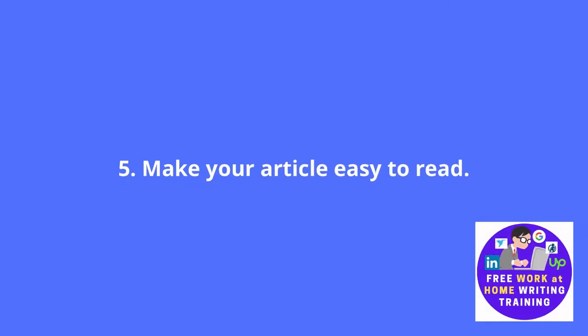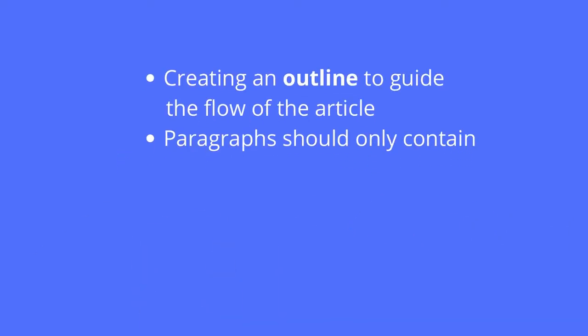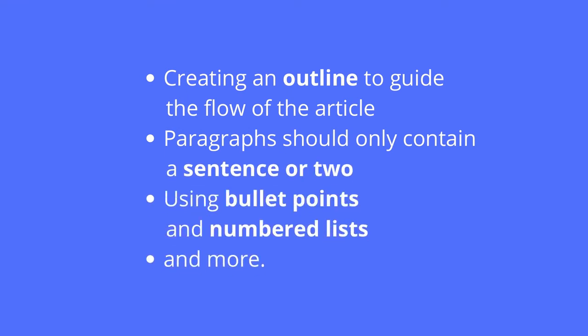Number 5. Make your articles easy to read. I have discussed this in a previous video, why scannability is important. I have talked about creating an outline to guide the flow of the article. Paragraphs should only contain a sentence or two, using bullet points and numbered lists, and more.